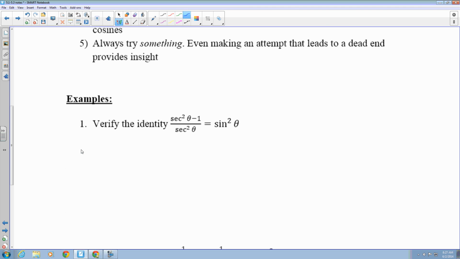All right, so verify the identity: secant squared minus 1 over secant squared equals sine squared. We're always looking for trig identities. So, secant squared minus 1 on top. If we think about the trig identities from that previous section, that front page, something that might look like this would be 1 plus tangent squared equals secant squared. So could I rearrange that to look like secant squared minus 1? Yes, I could, and it would be tangent squared. That would be in the place of secant squared minus 1.